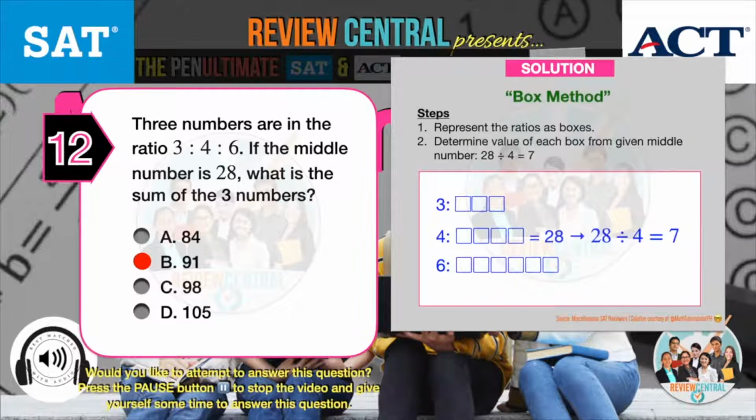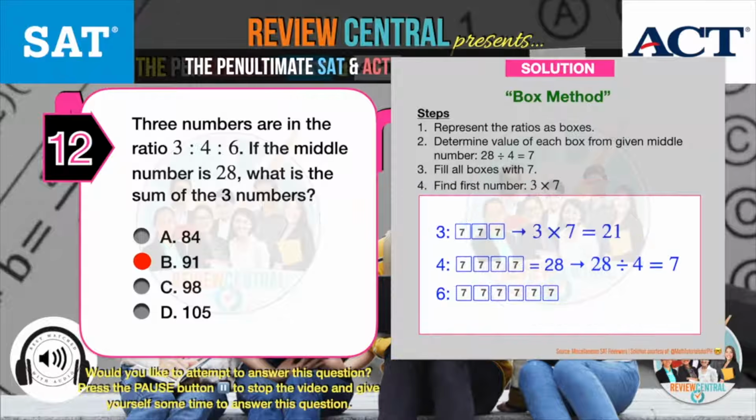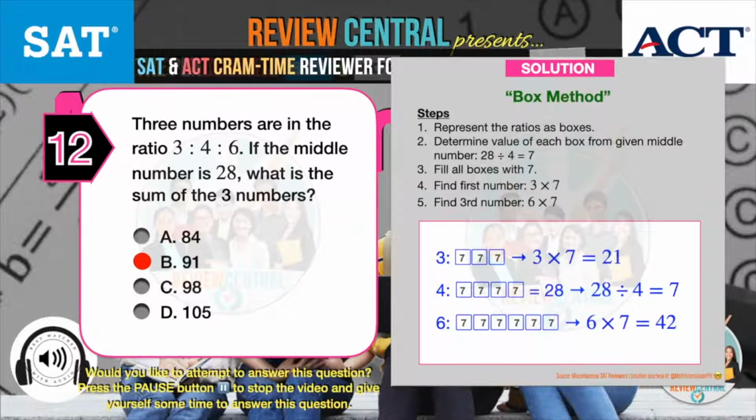Since we know the middle number to be 28, we divide it by the number of boxes representing the middle number. That is 4. 28 divided by 4 equals 7. Therefore, each box must contain a 7. The first number has 3 boxes. 3 times 7 equals 21. Therefore the first number is 21. The third number has 6 boxes. 6 times 7 equals 42. Therefore, the third number is 42.